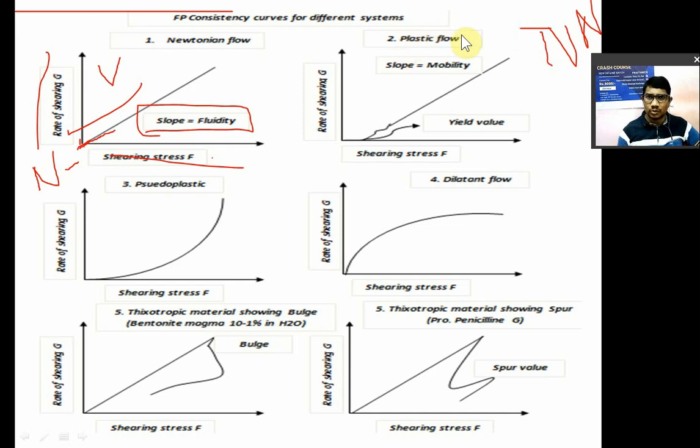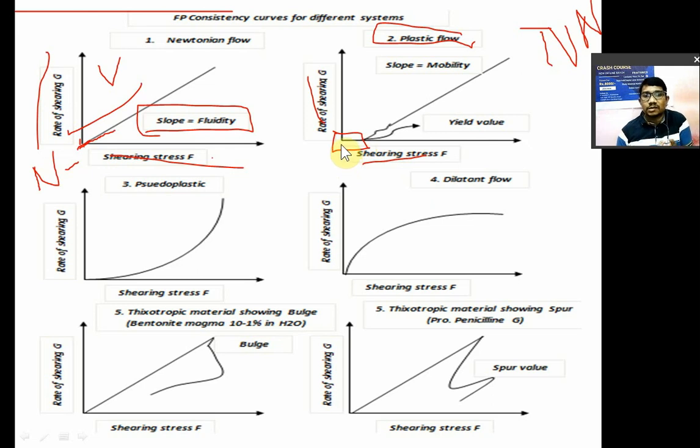The first one is plastic flow. Materials showing plastic flow: if you plot stress versus rate of shear and apply a stress, these plastic materials or bodies showing plastic flow will not start flowing. If you apply a stress, it will take some stress first. So you can easily see that some amount of stress is required.